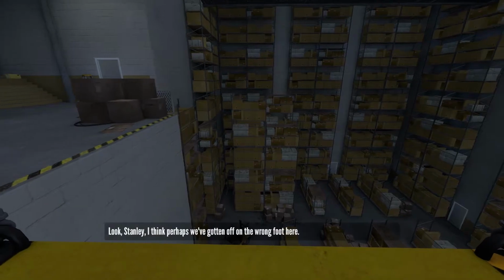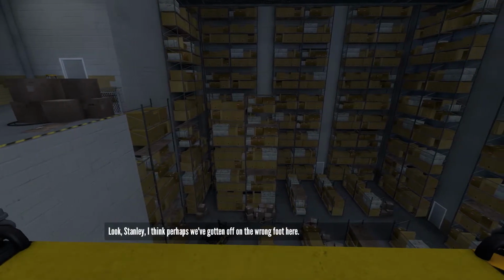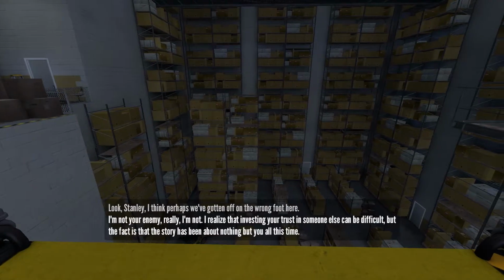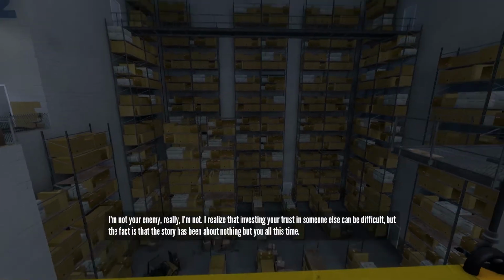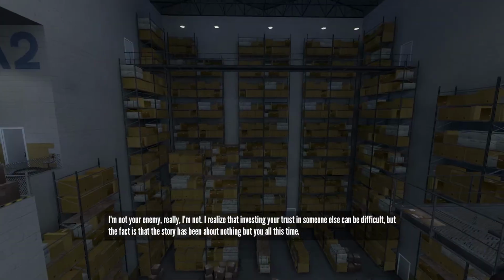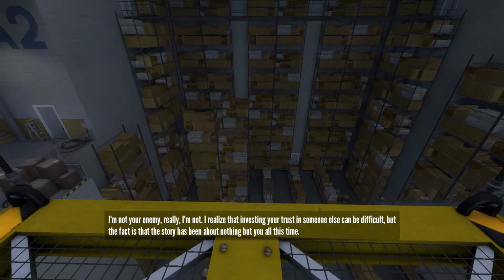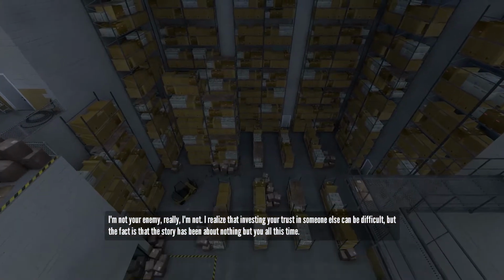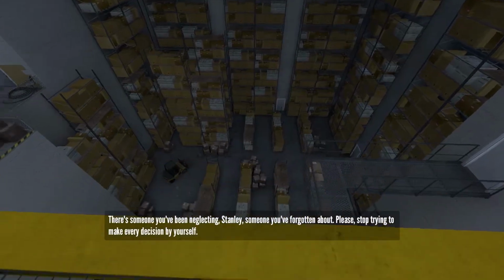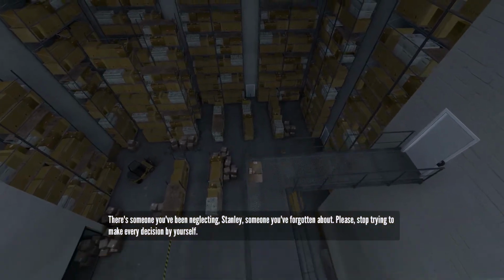We're gonna jump this way. I think perhaps we've gotten off on the wrong foot here. I'm not your enemy, really, I'm not. I realize that investing your trust in someone else can be difficult, but the fact is that the story has been about nothing but you all this time. There's someone you've been neglecting, Stanley. Someone you've forgotten about.